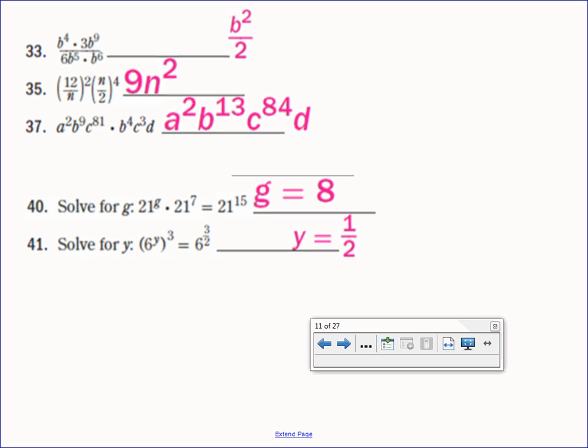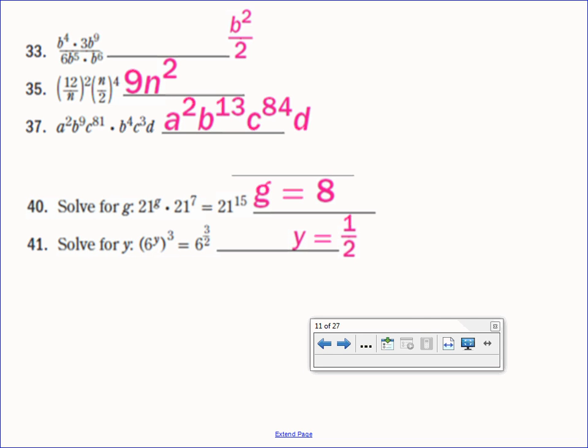In other words, when I multiply two powers together, like in number 40, 21 to the g times 21 to the 7th, my shortcut operation with the exponents is addition. So, in order to figure out what g would have to be, I say what plus 7 equals 15. Oh, g has to be 8 in order to make that statement true. And so we just solved that through inspection.